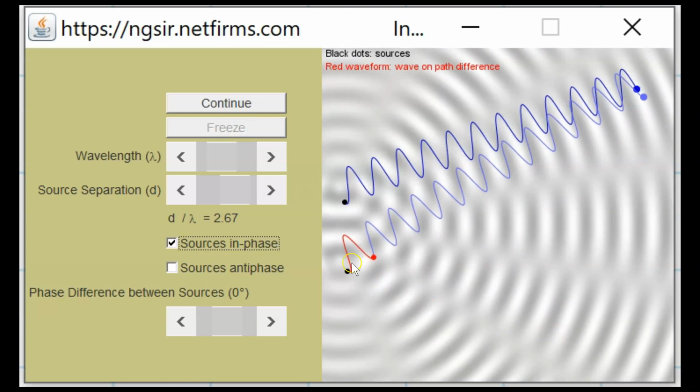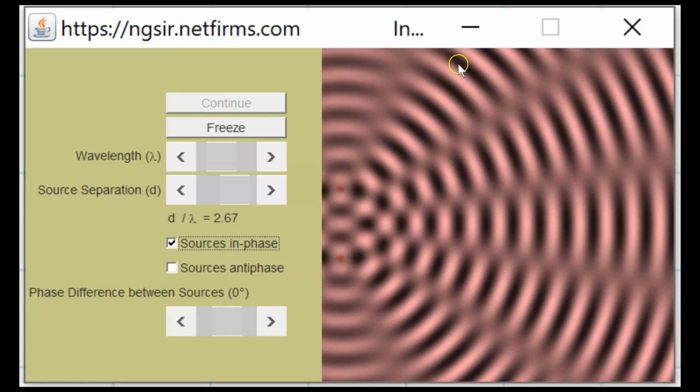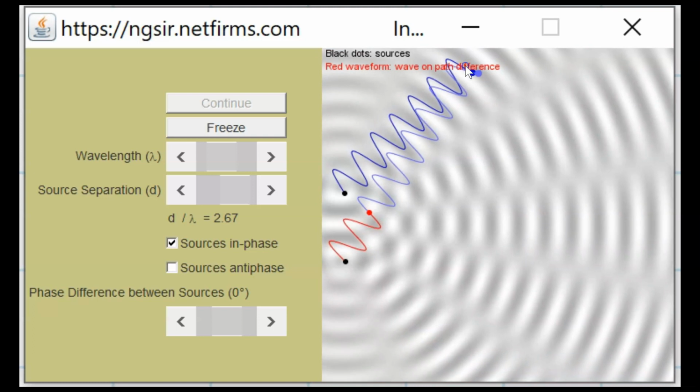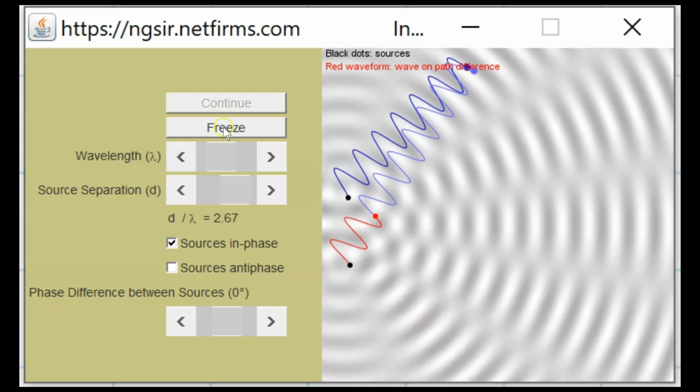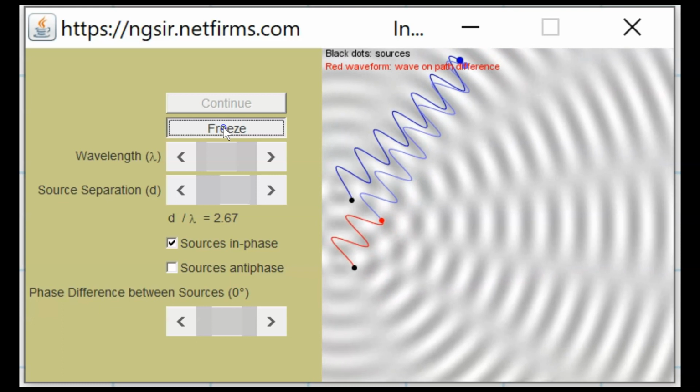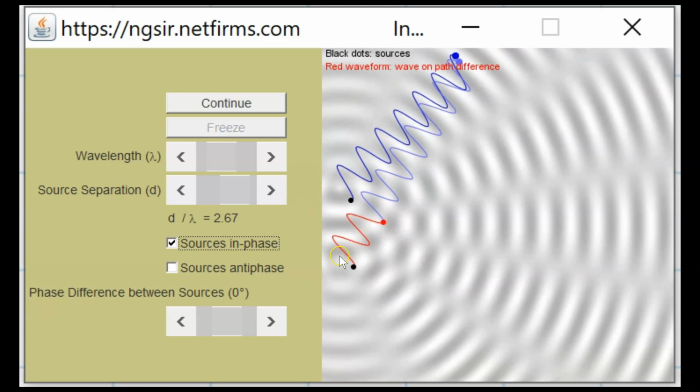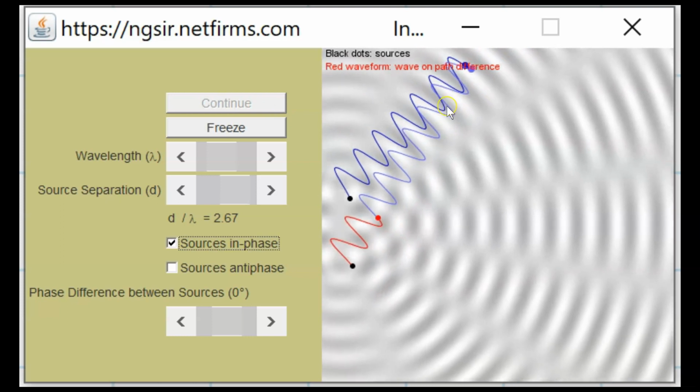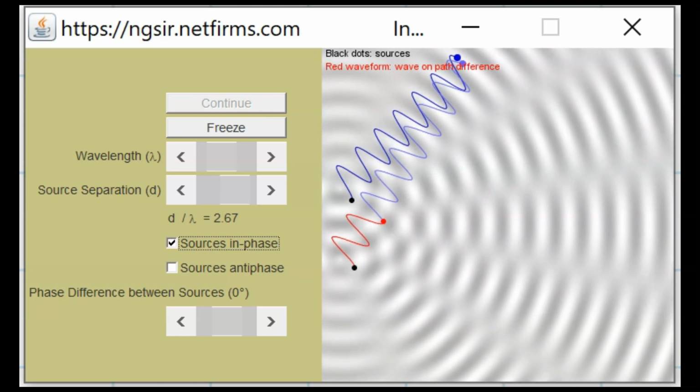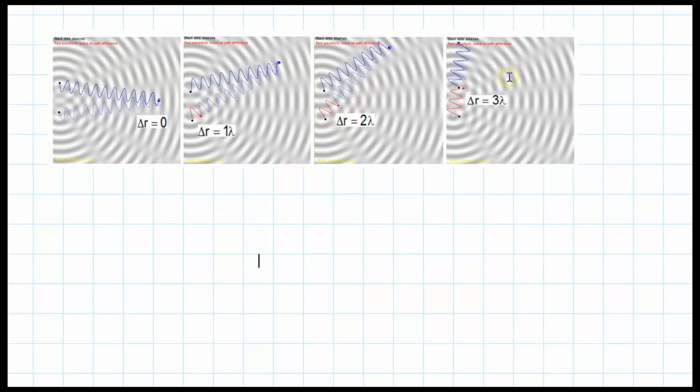And you could see that this is 1 wavelength difference than the other source here. As a consequence, you get constructive interference. If I go to the next region, which is right here, you could see that if I freeze the wave, the path difference of the second wave is 2 wavelengths difference. But when I do that, you could see here that I get constructive interference at that point. So now I've made 4 images of each of the situations.